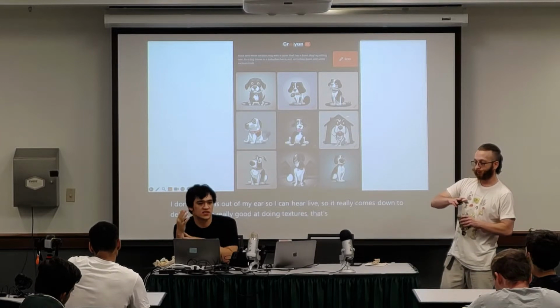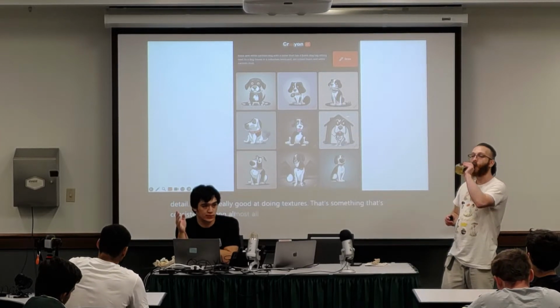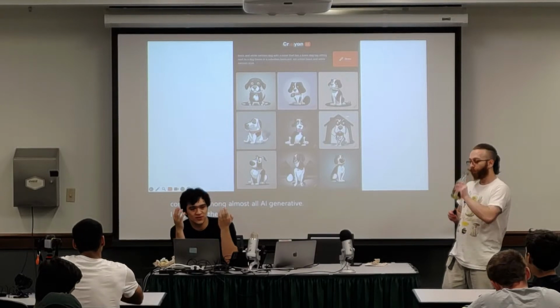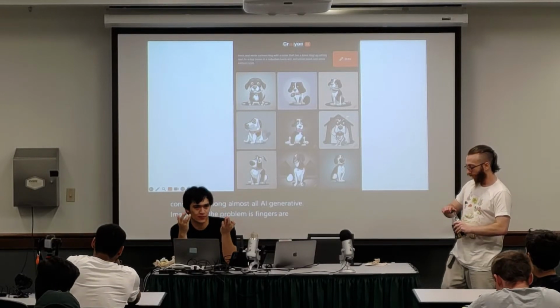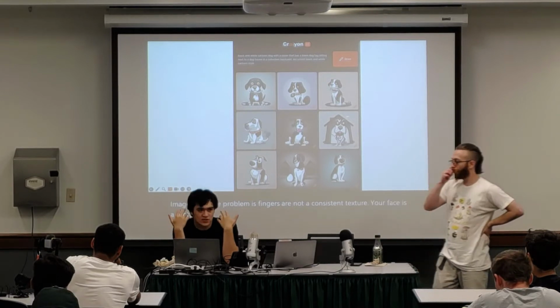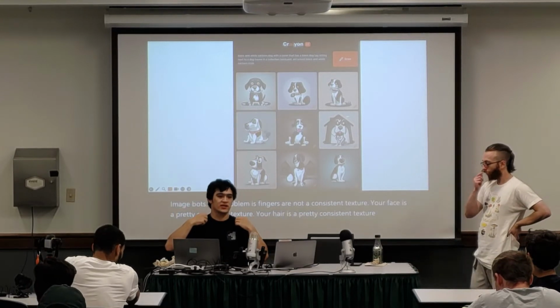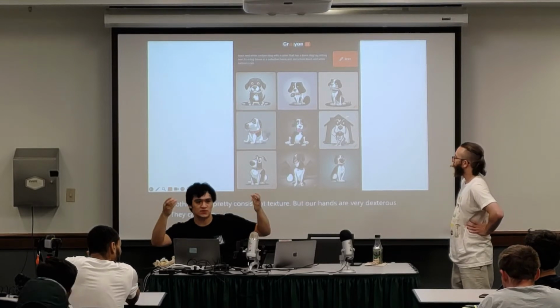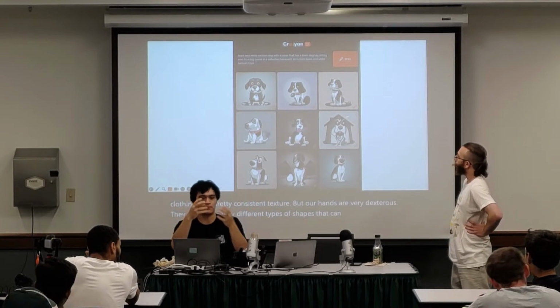That's something that's consistent among almost all AI generative image bots. The problem is fingers are not a consistent texture. Your face is a pretty consistent texture, your hair is a pretty consistent texture, your clothing's a pretty consistent texture, but our hands are very dexterous. They can form many different types of shapes.